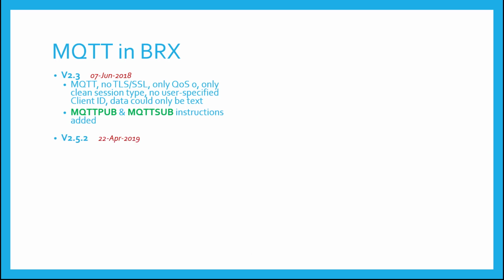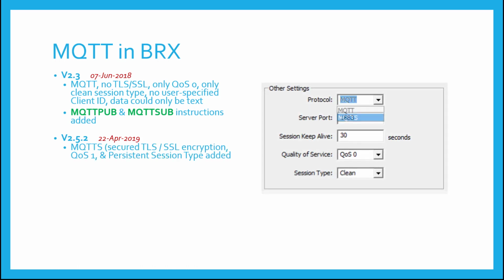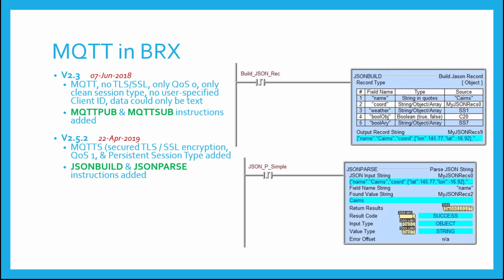Version 2.52 came out in April of 2019. In this version, TLS and SSL encryption was added, also a QoS of 1 was supported, and also a persistent session type was added. Also, 2 new instructions were added that can be useful when using MQTT. The reason being, many times data you get from a topic comes back in the popular JSON data format. So to aid you in this data format, both sending and receiving, instructions JSON build for building your own data in JSON format, and JSON parse for interpreting data that you receive in this format were added.